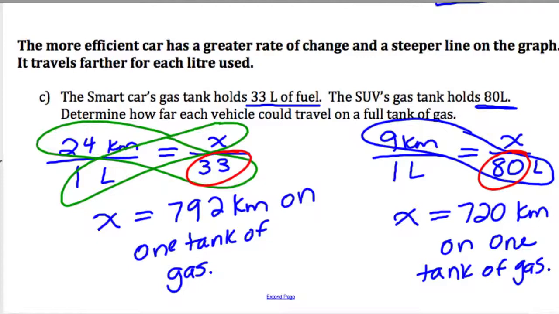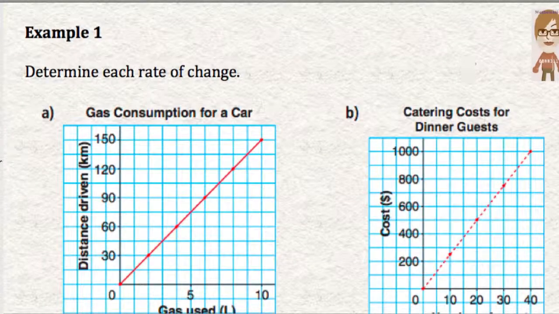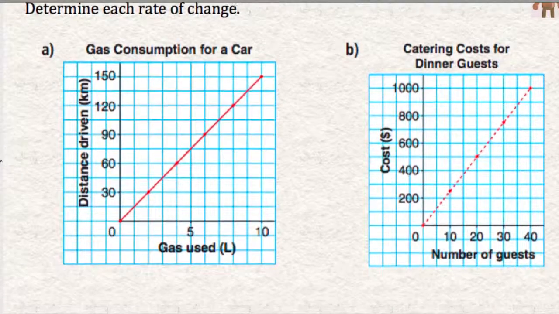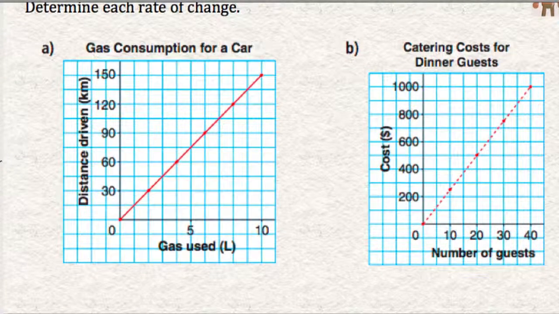So that is why you can go as far on a full tank of gas, but the SUV's gas tank is way bigger. Just to finish up here, example 1 on the back, determine each rate of change. So what I need to know is rise over run. And this time we're not given the ordered pairs, but they're much more clear on this graph. So you just have to pick 2 ordered pairs.